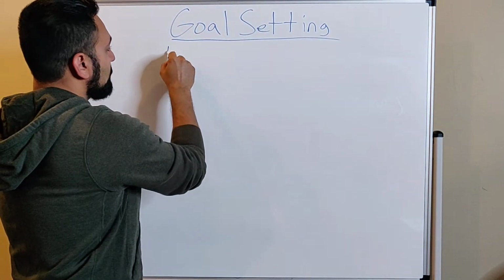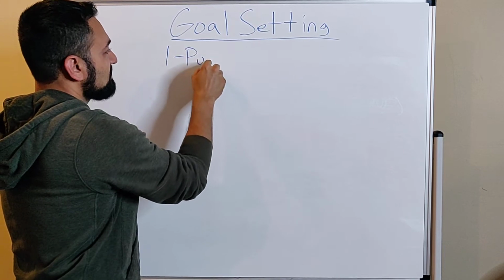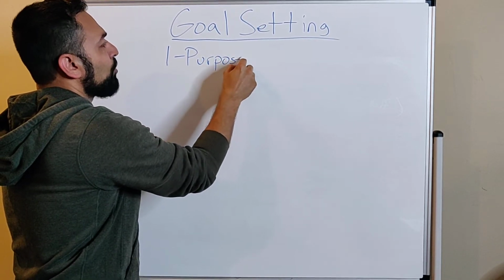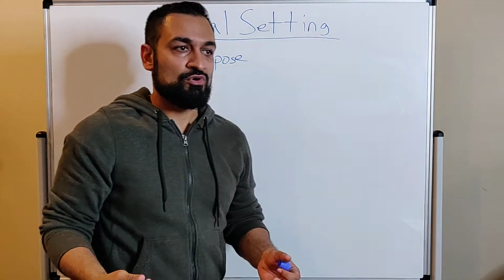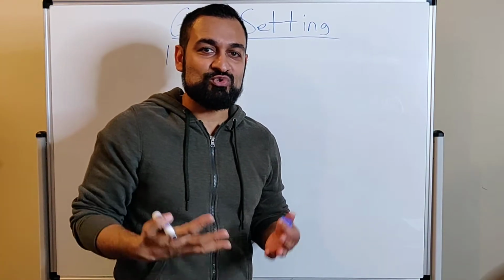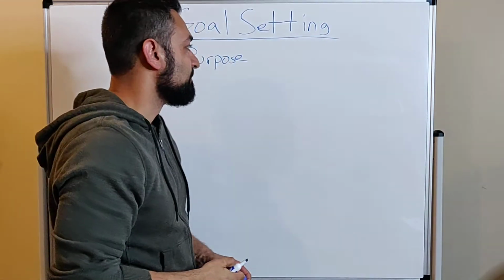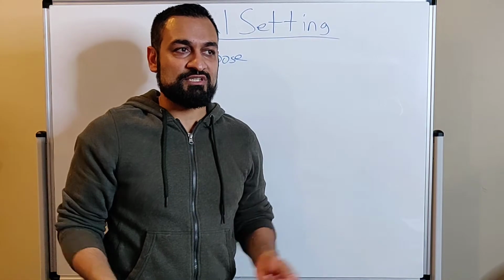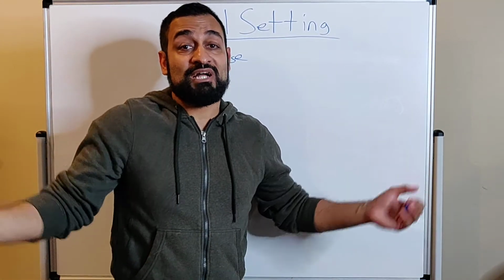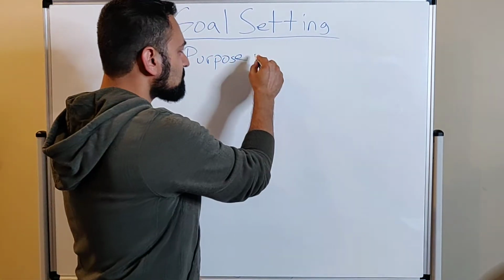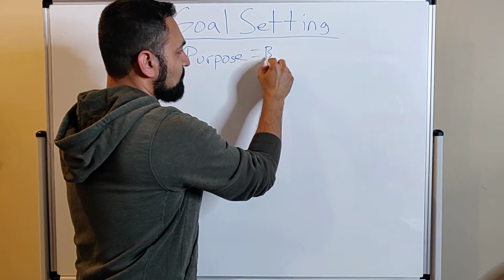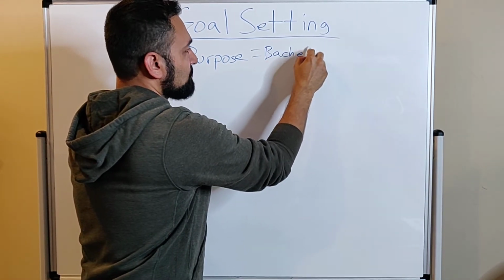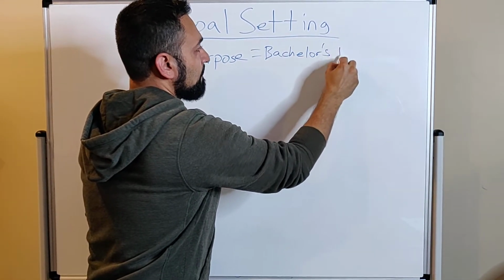The first component is the purpose, okay? What is your desired result? Or in other words, what are you setting out to achieve? What goal are you trying to achieve here? So let's say, for instance, you're trying to achieve a bachelor's degree, okay? So you actually write that goal out. You want to achieve a bachelor's degree, okay?